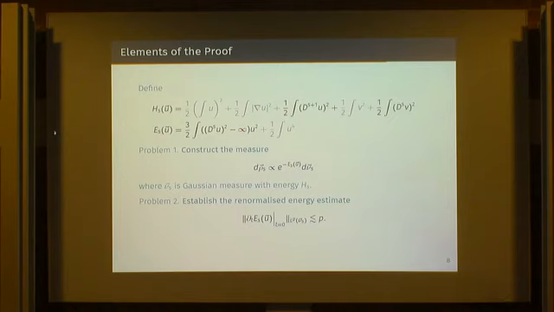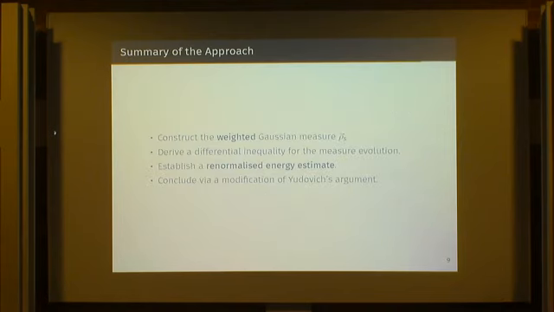And that I don't have time to go into, but that's a different story, and that's very interesting. So this is the summary of the approach. You have to construct this weighted Gaussian measure, then you derive this differential inequality. Okay, and as soon as you have this renormalized energy estimate, you can then get small time quasi-invariance and then global by this Udovich argument.